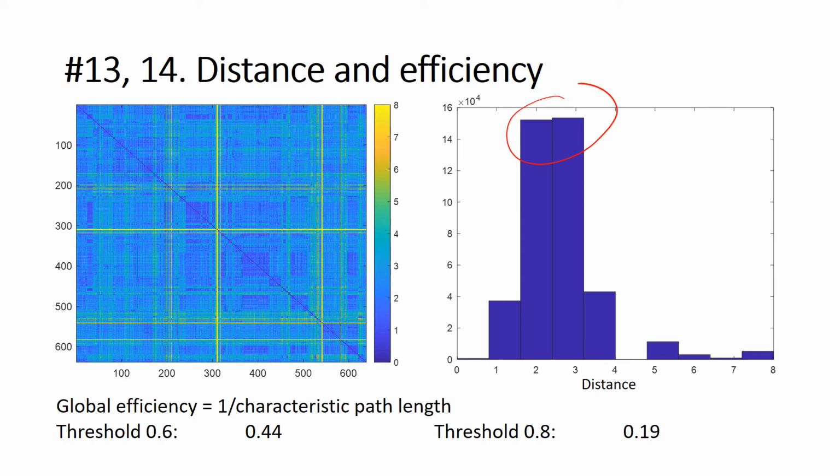And that global efficiency tells you something about how easy it is to move about this graph and how easily information can be transferred around that network. So our efficiency for a graph thresholded at 0.6 is 0.44. If we make the threshold 0.8, remember our path length gets longer because we lose those weak connections, and our efficiency goes down.